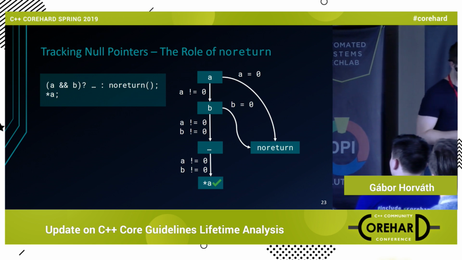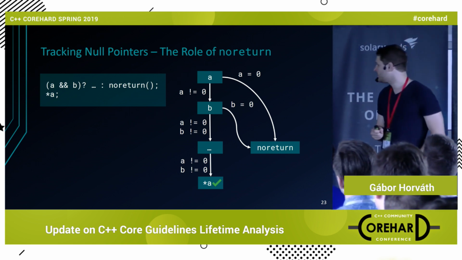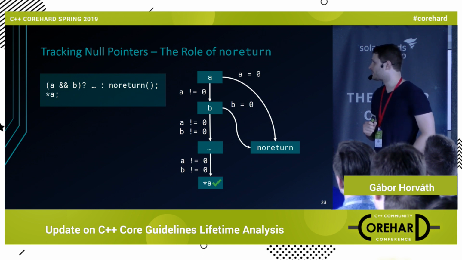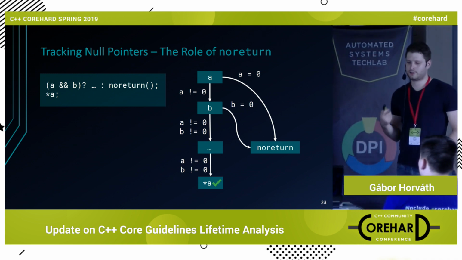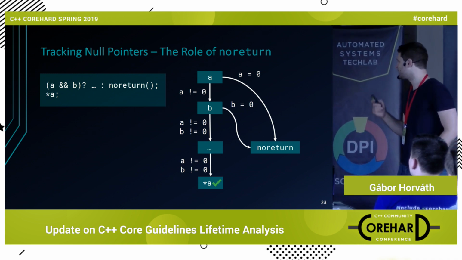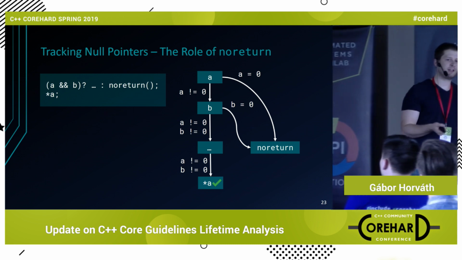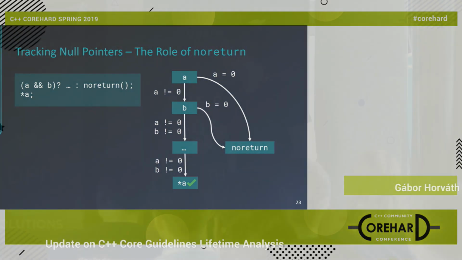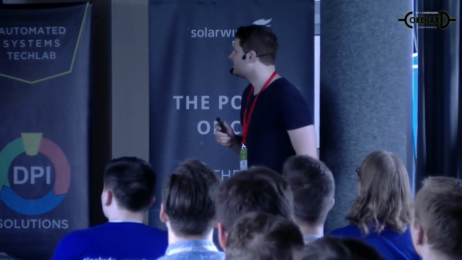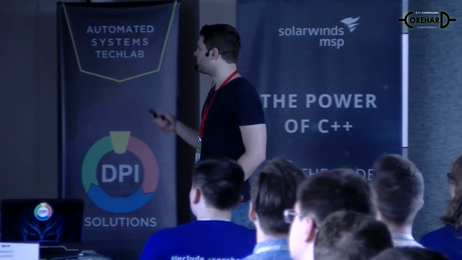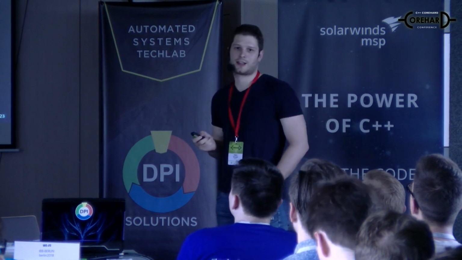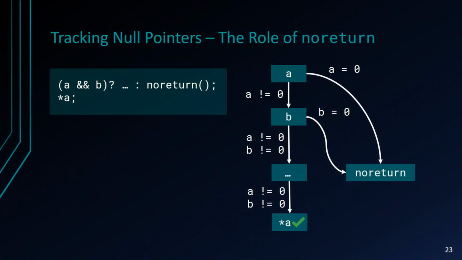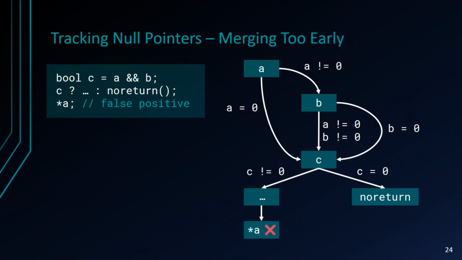And also, Clang is very helpful to handle no-return functions. For example, in case one of the branches contains a call to a no-return function, then Clang will know that there will be no outgoing edges from that basic block, and we can utilize this during analysis. So we will know that if A were a null pointer, then we wouldn't continue the execution to the next line. So it is safe to dereference A in this example, and we will not give a false positive warning.